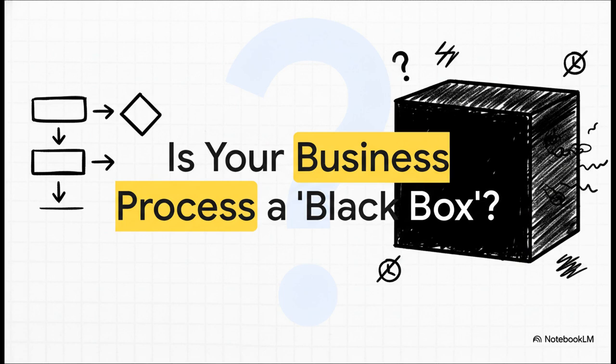So think about a process in your own organization for a second. Do you really know every single step, every decision point, every single delay from the very start to the very end? For a lot of people, key processes are basically a black box. Stuff goes in, stuff comes out, but what happens in between? It's a total mystery. And that mystery, it's expensive. It's exactly where inefficiency loves to hide, where errors just multiply, and where opportunities for improvement are lost.